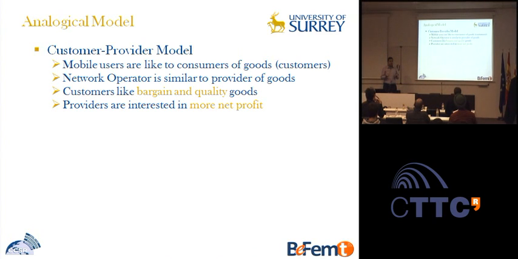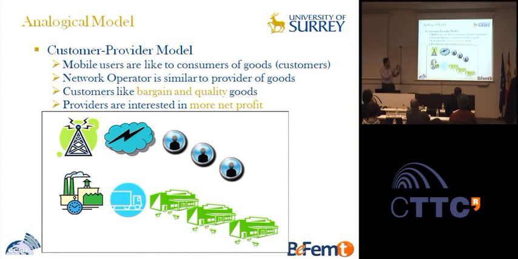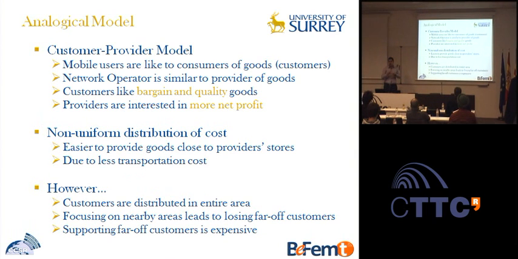So here we have some contrast or difference between the objectives of these two elements. Customers are more into bargains and quality goods, while providers are more interested in net profit. So if we consider this generic picture, where we map our resource allocation problem to this customer-provider model, the first thing that we can see is the non-uniform distribution of cost across the system. Of course, it is easier for a provider to provide goods at local stores or places closer to the provider's stores. And this is basically due to the lower transportation costs that we're going to have.